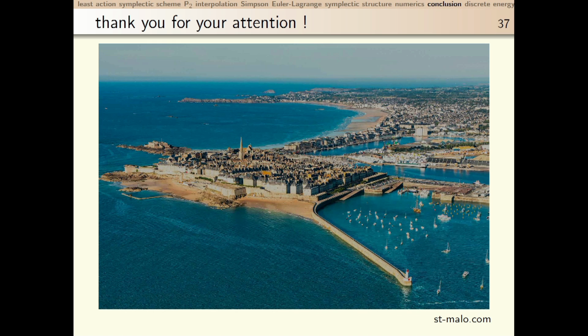So naturally what comes to mind is: why stop at Simpson? Go to higher, even higher order quadrature rules and get even higher order schemes. Why not do that?